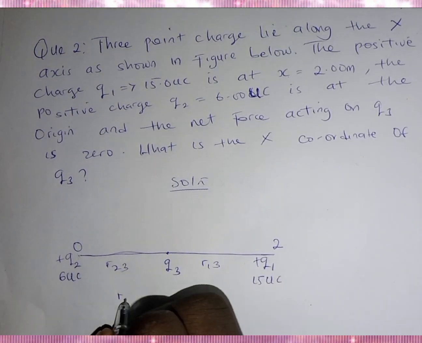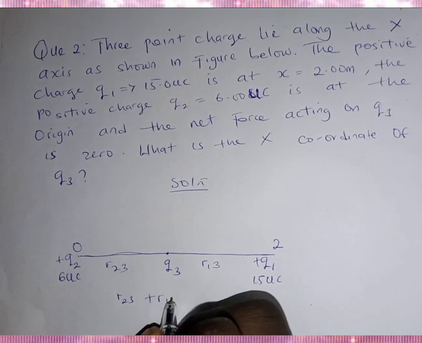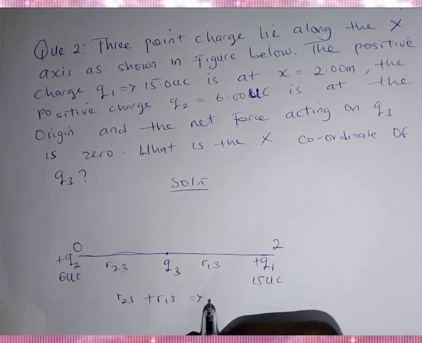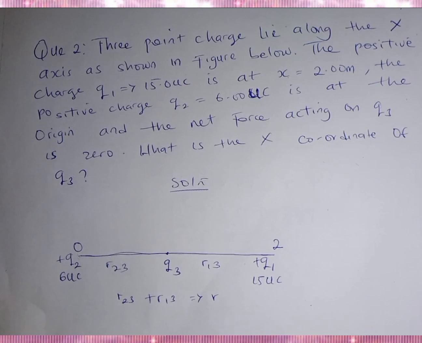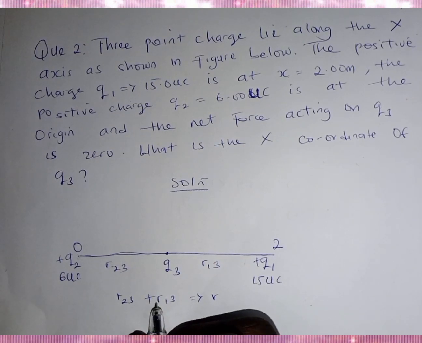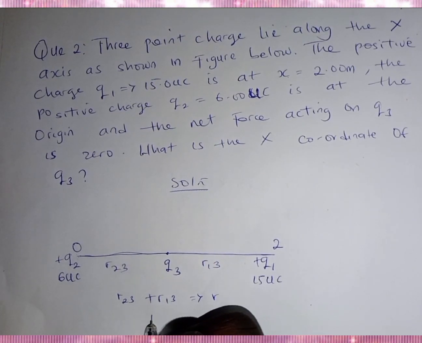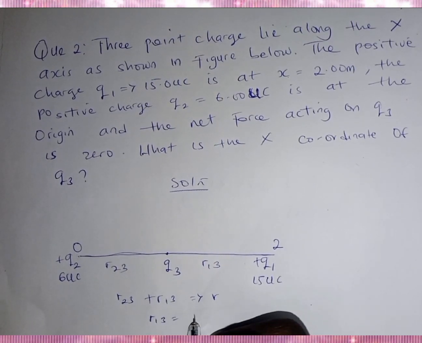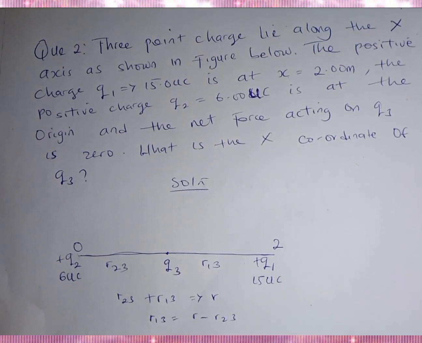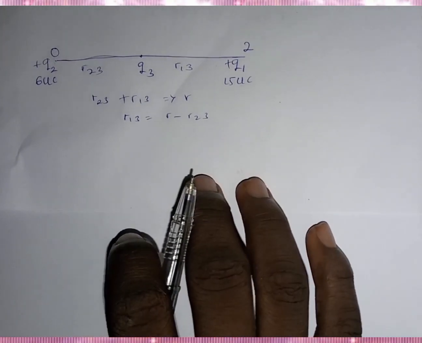So we can say R23 plus R13 can say the total. Let's represent the 2 by R. So we can say the total distance is R. Now we can say something like this. We can just make R13 subject formula. We can say R13 equals to R minus R23. So now that's just that for that.